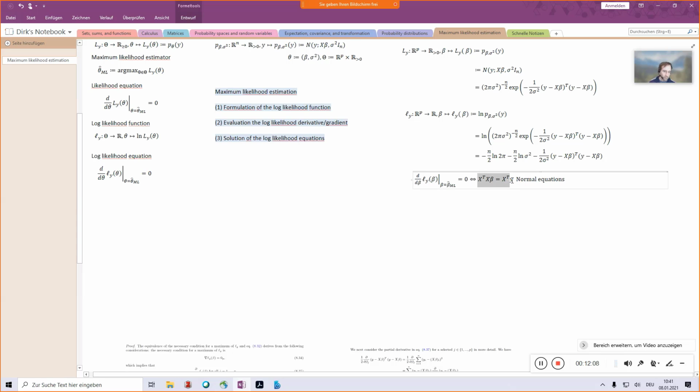In any case, we have this equivalence relationship that setting the derivative of the log likelihood function for beta to 0 is the same as this set of equations here, the so-called normal equations. And these normal equations we can now straightforwardly solve if we can invert xt x. So if we want to solve the normal equations for beta, then we can call this our maximum likelihood estimator.